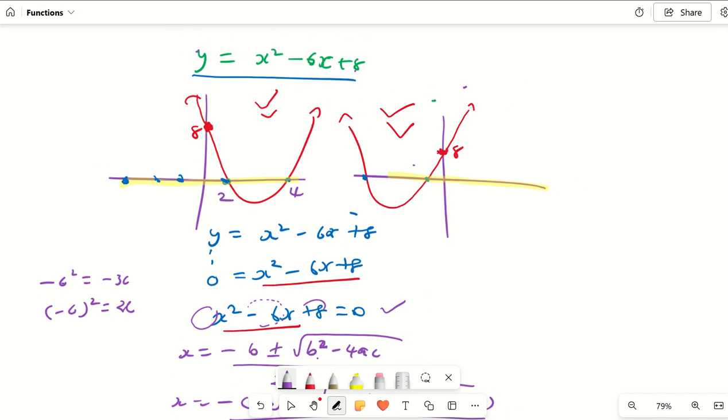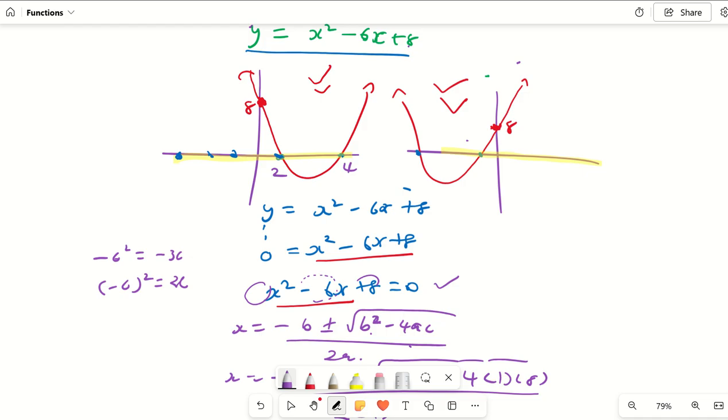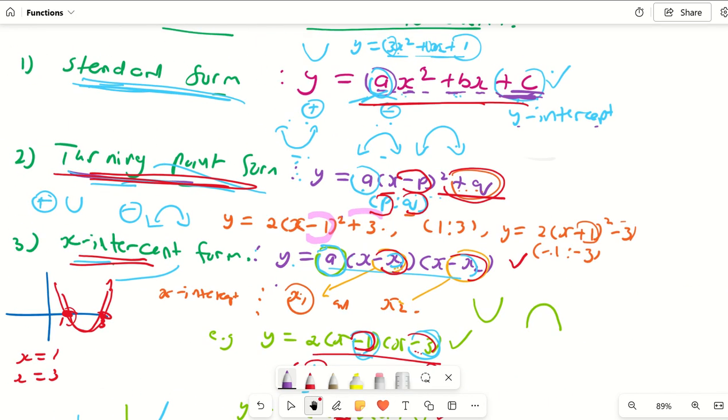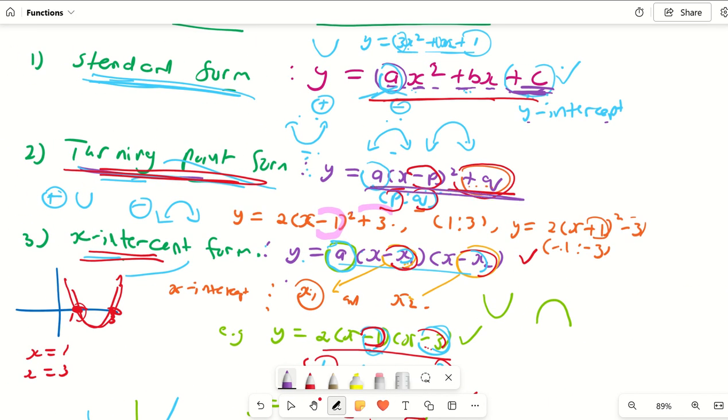Sharp. Back to Umpo's initial question. Umpo asked us, sir, is it possible for us to find the coordinates of the turning point of a quadratic function if we do not have the turning point form? She remembered, we are able to do so by just writing those coordinates down, by just looking at the turning point form of a quadratic function.